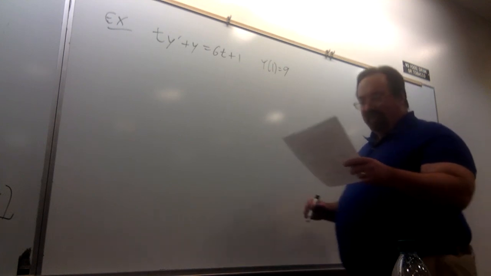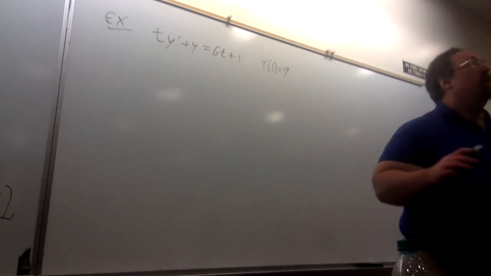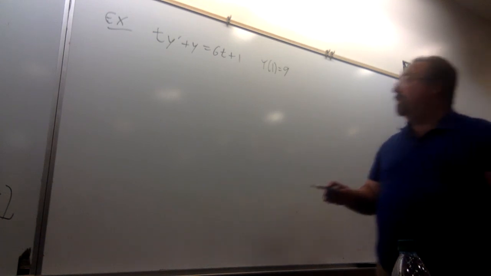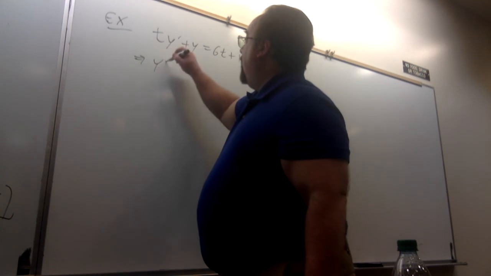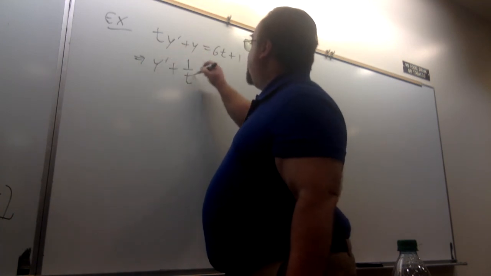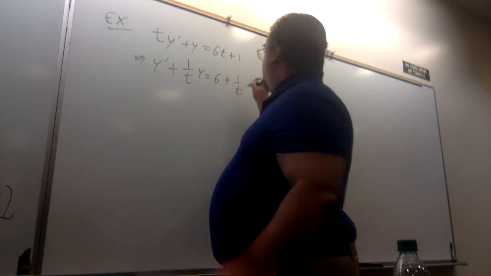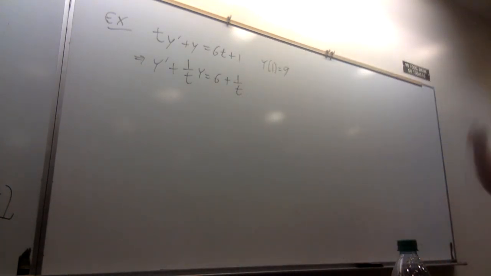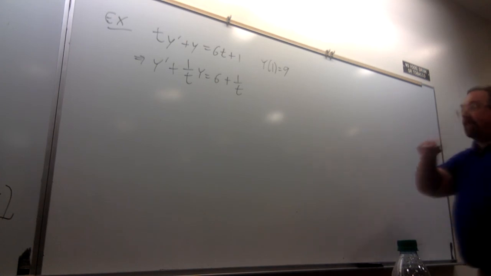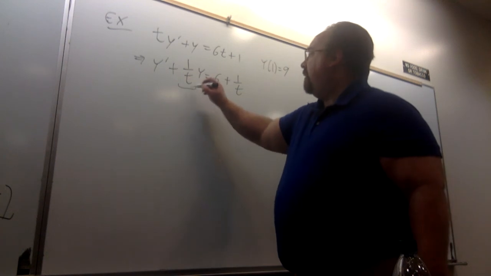You're welcome. Now, first thing, get it in the right form. y prime is not by itself, so you need to divide through by t. So y prime plus 1 over t times y is equal to 6 plus 1 over t. All right, so do that first. Now it's in the right form to identify your p of t.